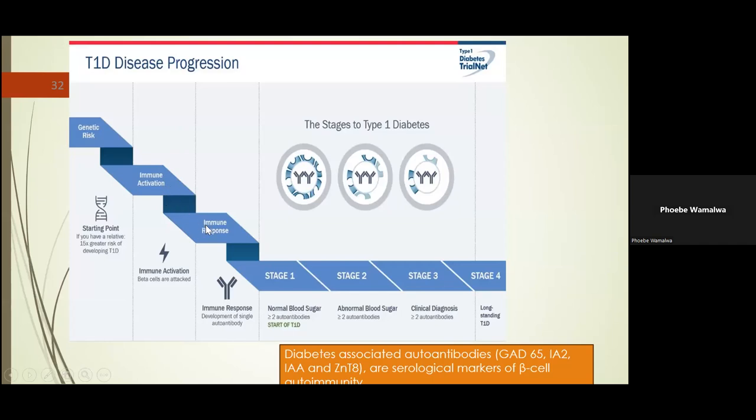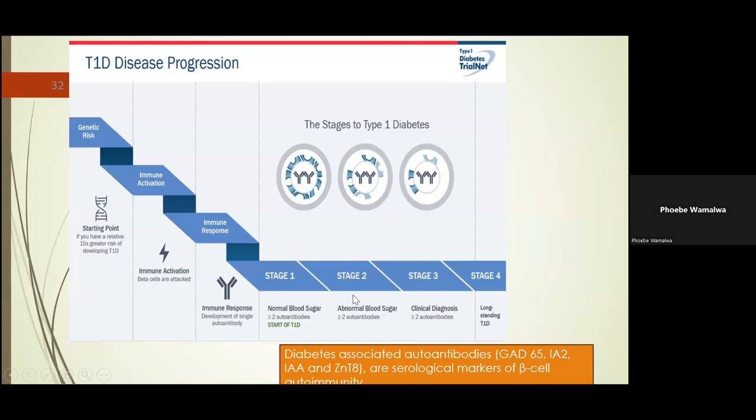Immune response, of course, involving mainly the T cell lymphocytes, followed by the development of certain autoantibodies, which could be single or more than two autoantibodies. And of course, now with subsequent gradual but continuous destruction of the beta cells. So once the beta cells have been destroyed to a certain percentage, in stage one you have a normal blood sugar, but when you test the islet diabetes-associated autoantibodies, you may find that more than two are positive, but there's no dysglycemia. So that is referred to as stage one diabetes.